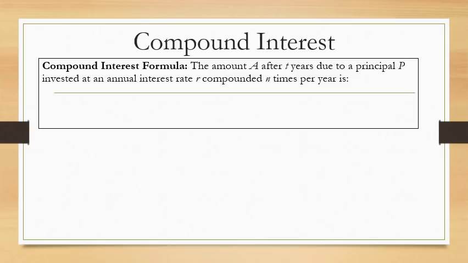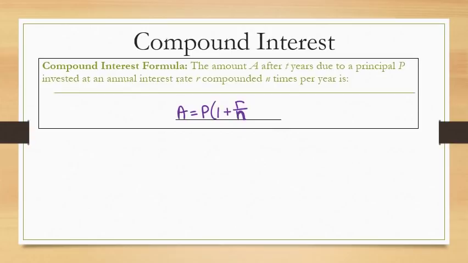So the compound interest formula: the amount A after T years due to a principal P invested at an annual interest rate R compounded N times per year is this formula. A equals P times (1 plus R over N), all to the N times T. Now, N is the number of times your account is compounded per year.